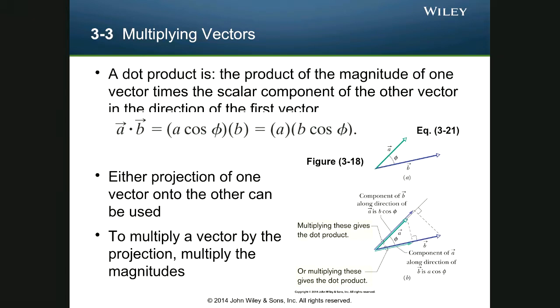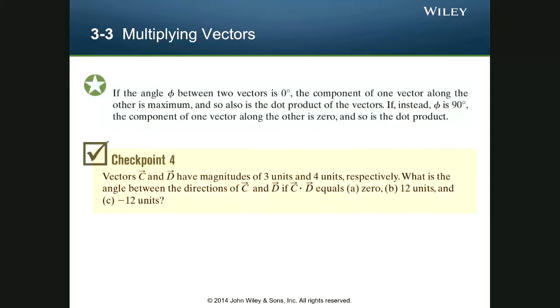All right, a little checkpoint here. If the angle phi between the two vectors is zero, the component of one vector along the other is maximum, and so also is the dot product of the vectors. If it instead is 90 degrees, then obviously the component of one vector along the other is zero, and so is the dot product. Okay?